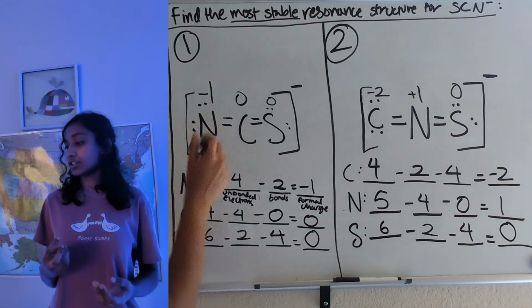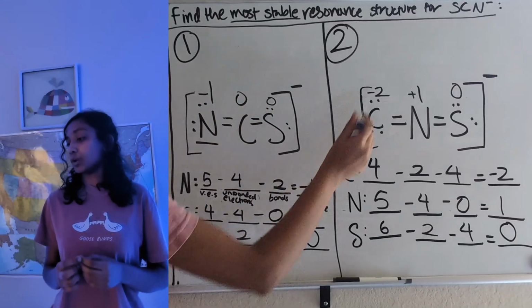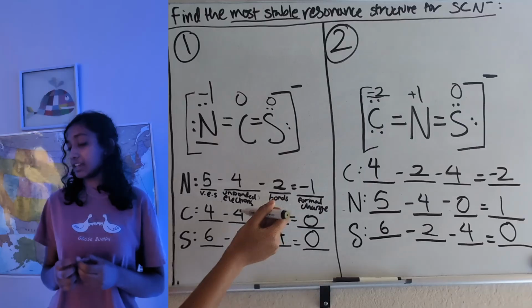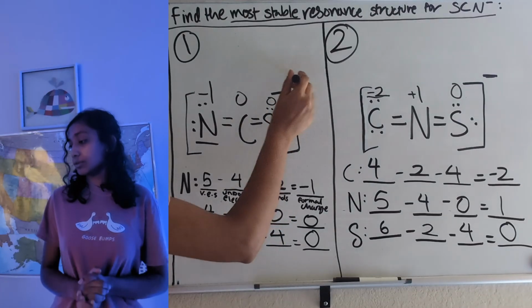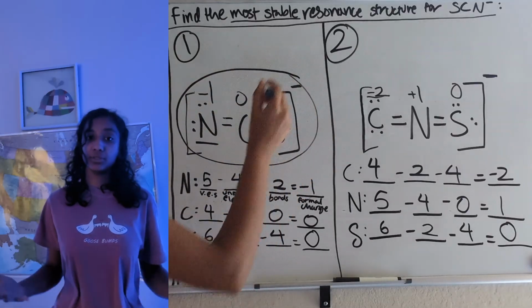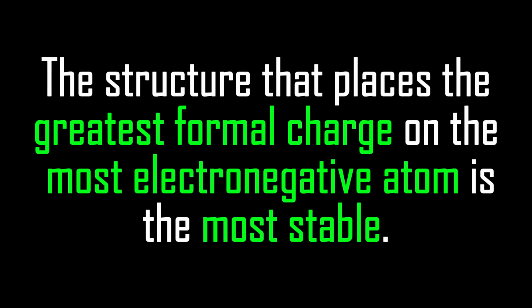Comparing the 2 resonance structures, the first structure has the most charges that are close to 0, whereas the second resonance structure has a -2 on carbon. That doesn't look too good. So the first resonance structure is the most stable. But what if you have to choose between resonance structures that have the exact same formal charges, just arranged on different atoms? How would you know which resonance structure to pick? In that case, the structure that places the greatest formal charge on the most electronegative atom is the most stable.